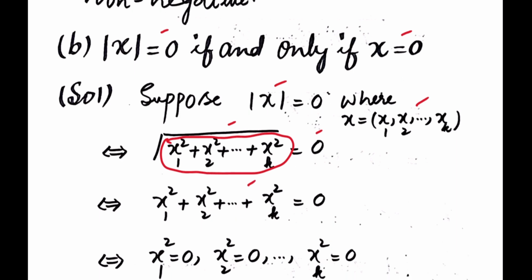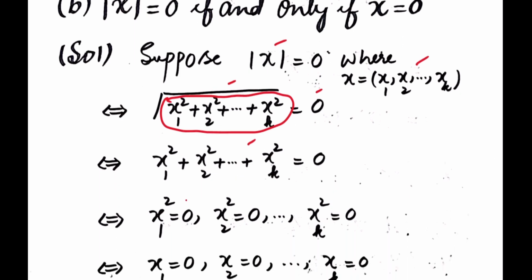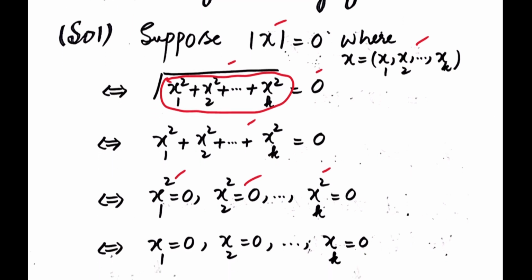If the sum of squares is 0, it means every term is itself 0. It means x1 squared is equal to 0, x2 squared is equal to 0, xk squared is equal to 0. If the square of a term is 0, it means the number itself is 0. And this shows that each coordinate being 0 implies x is equal to 0. And now if you reverse the steps, you can obtain the converse result.